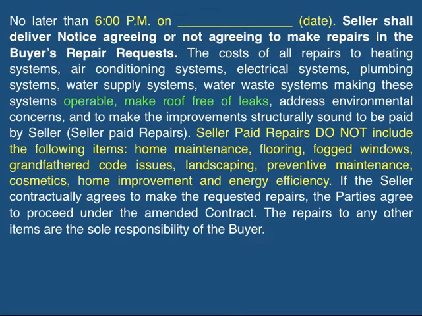If the seller contractually agrees to make the requested repairs, the parties agree to proceed under the amended contract. The repairs to any of the items are the sole responsibility of the buyer. It says if the seller agrees to make the repairs. You need to make sure your buyer understands up front that seller paid repairs do not include fogged windows. Lots of people think, oh, those windows are all fogged up, they've got to be replaced. No, not under repair procedure, they don't. I want to point out again that you should point out to your buyers, it says if the seller contractually agrees to make the repairs, not that he has to make them, but if he agrees to make them. So you need to be aware of that.